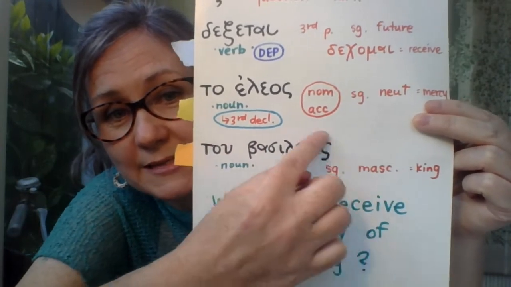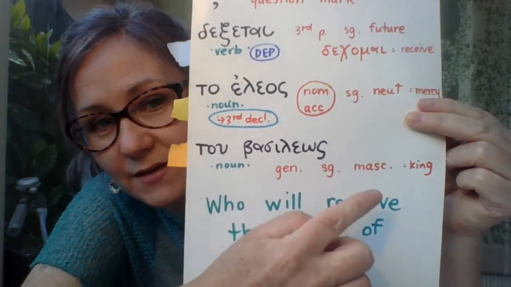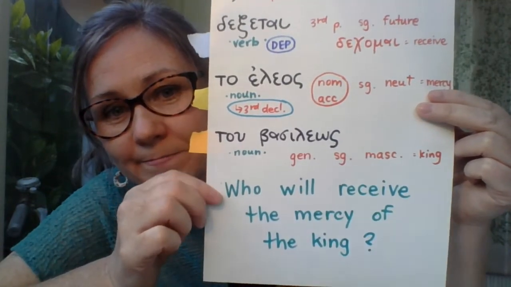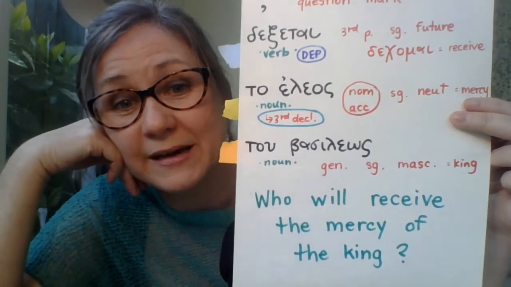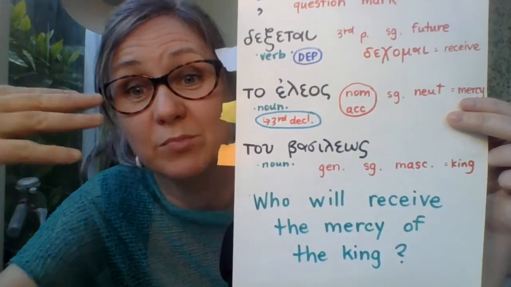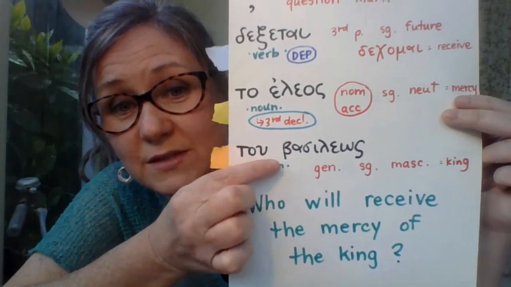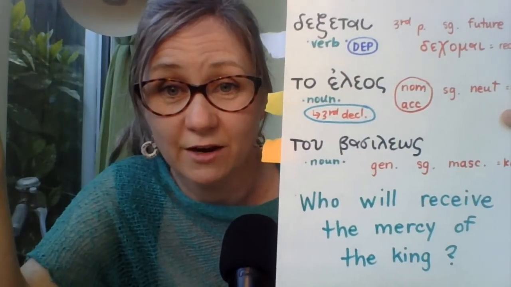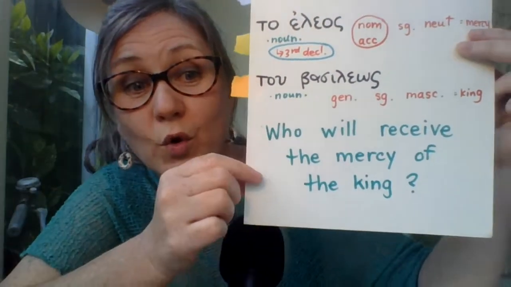So that means this is going to be a noun, basileos. That's a noun that means king. So of the king, it's in the genitive. There's no other reason for this to be in the genitive, so you just supply the basic meaning of the genitive, which is of. And there's a definite article, so the. So who will receive the mercy of the king?